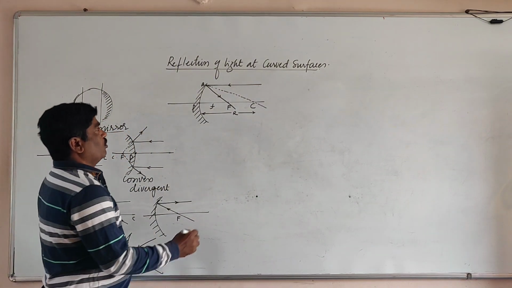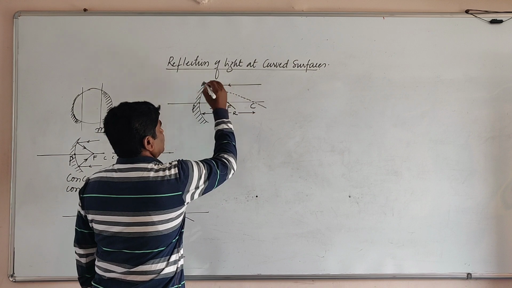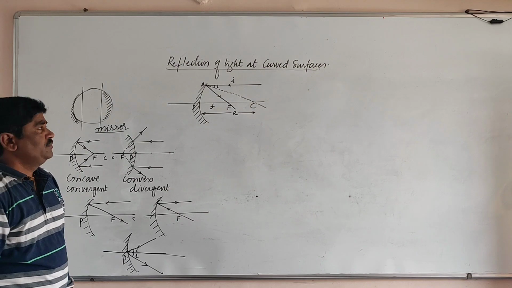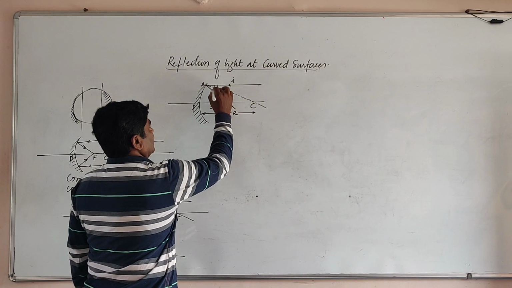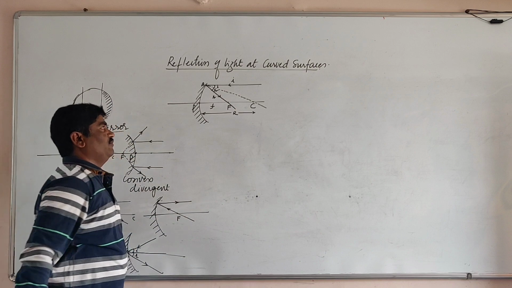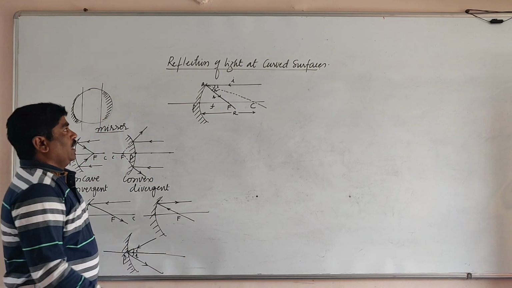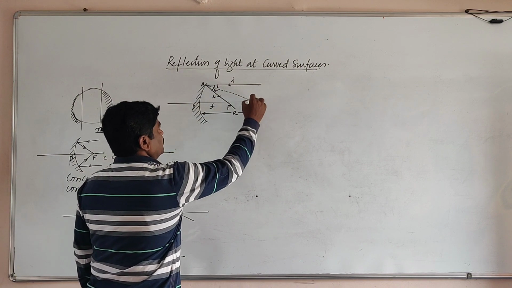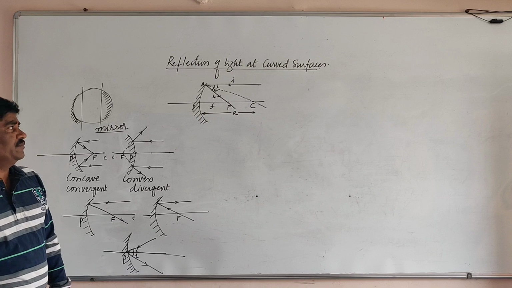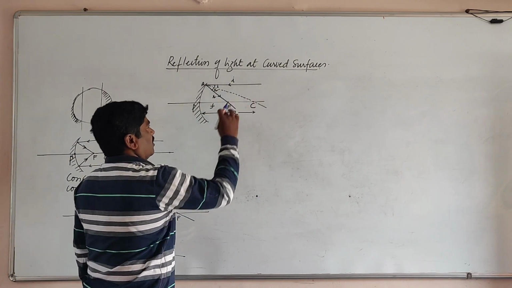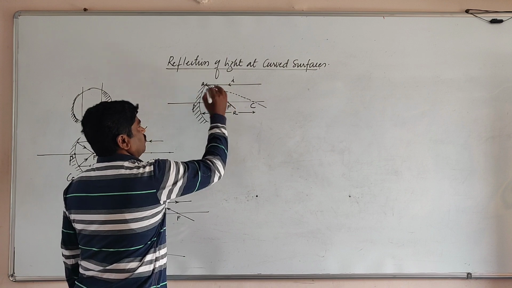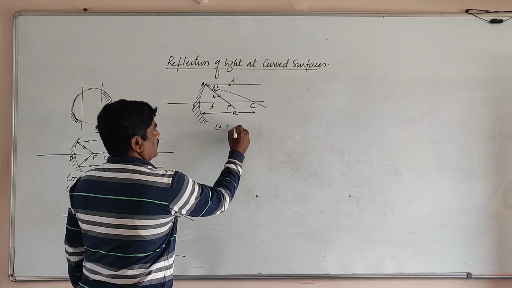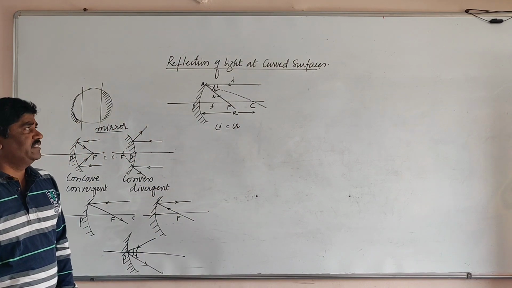Right. Now, what do we want to prove here? This is the incident ray and this is the incident angle. And this is the reflected ray. This angle is called the reflected angle. Now, in this triangle AFC, if you observe, as per the laws of reflection, angle of incidence I is equal to angle of reflection R.